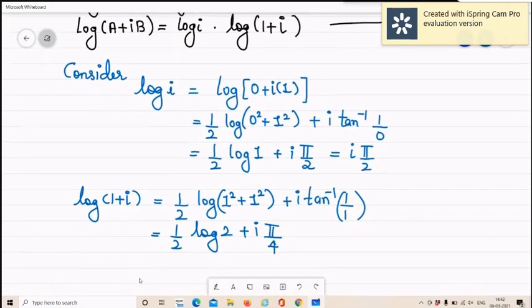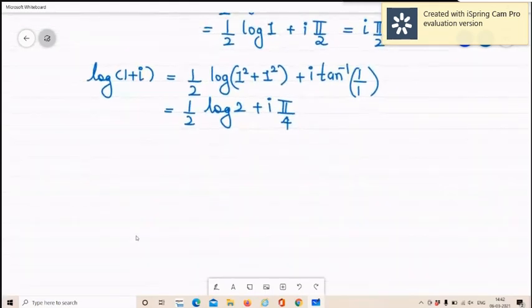So we got the right hand side, both the things. We found out log i. We found out what is log of 1 plus i. Now both these things I'm going to substitute in my equation 1. So what will happen in equation 1, that we will see now.